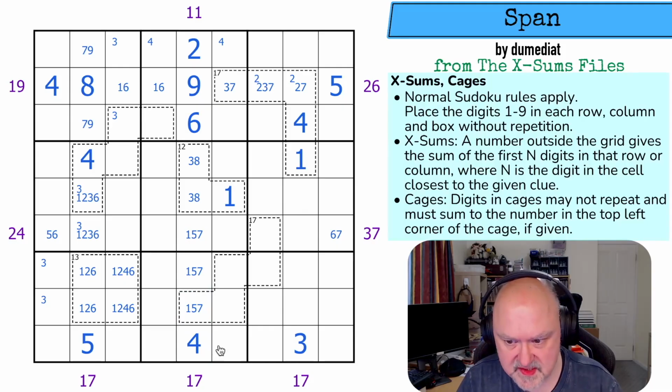Okay, so what clues are done? This 17 is done. This 17 is done. This 19 is done because 4, 8, 1, and 6 gets me there. The 2, 9 is done. The 5, 2, 3, 7, 9, it gets me there. None of the others are done yet. Okay.